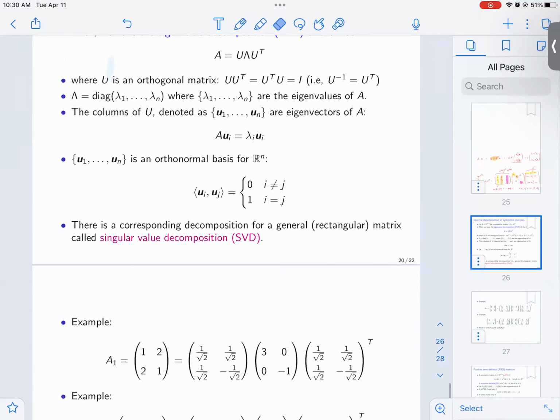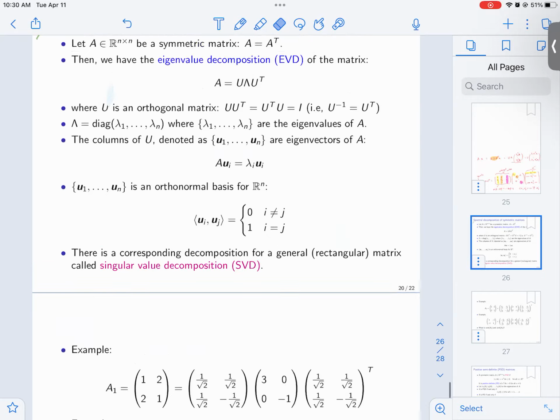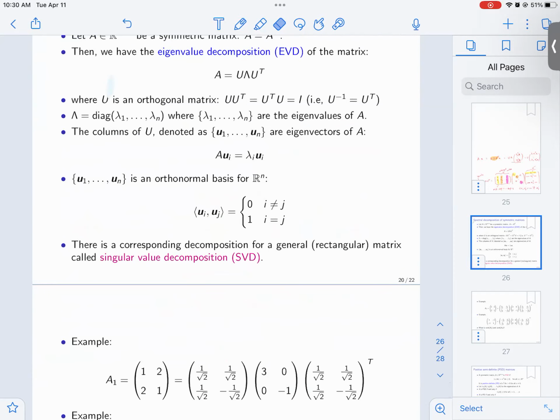So this just summarizes. There is a corresponding decomposition for rectangular matrices, which we don't go into. But if you're interested, it's called singular value decomposition, SVD. So this one I called EVD. The other one is SVD, and it's closely related to this. You can decompose every rectangular matrix in terms of orthogonal matrices and diagonal matrices. It's very useful, so I encourage you to go look it up. But to avoid further confusion, we're not going to talk about it in this course.